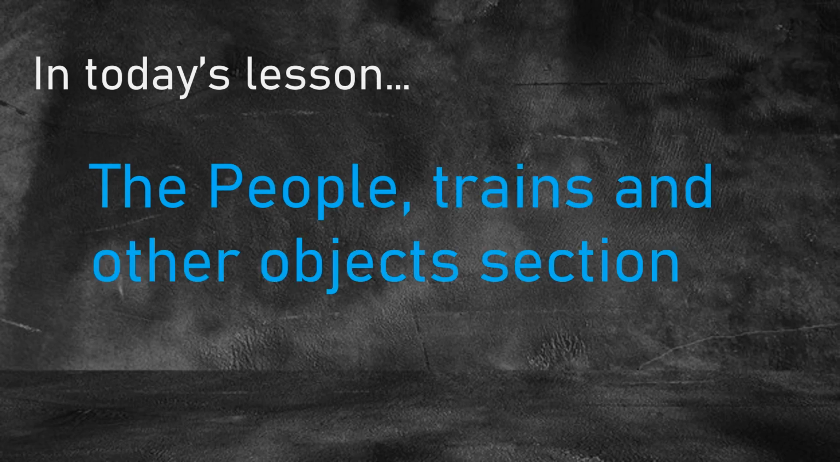In this lesson, we will go through the SMIS People, Trains and Other Objects section on simplified sub-event forms, where to find it, and the various objects that are housed within this section of the form, including how you know when to add one of them.